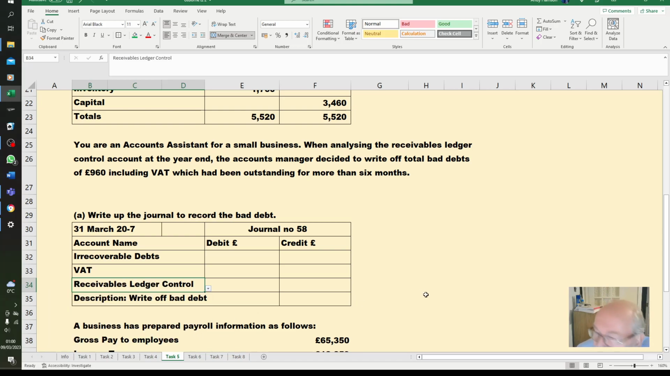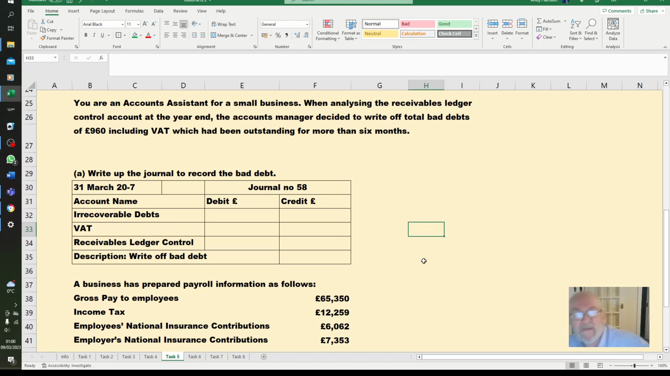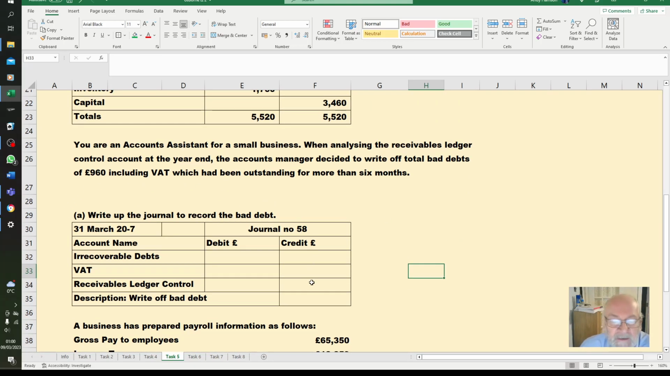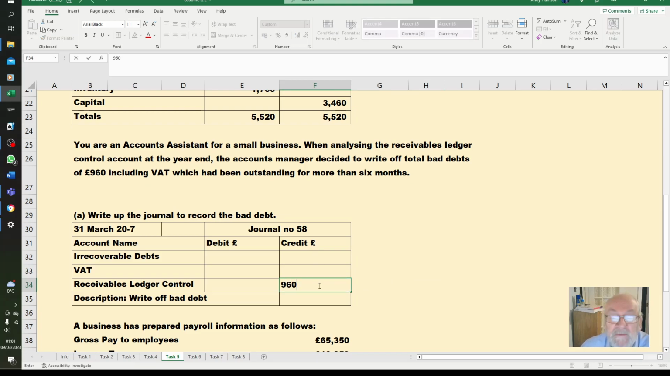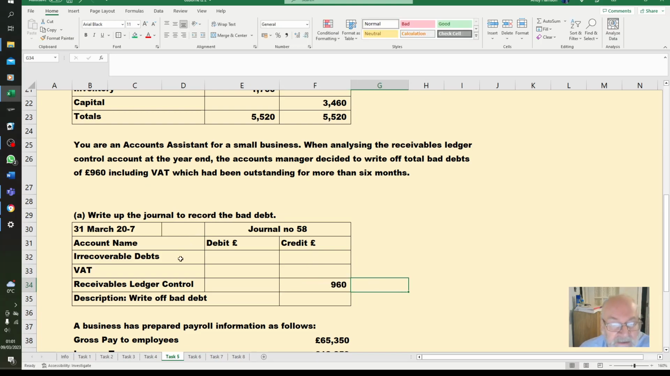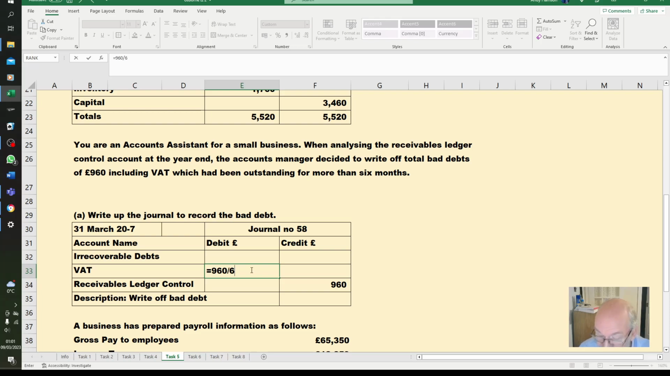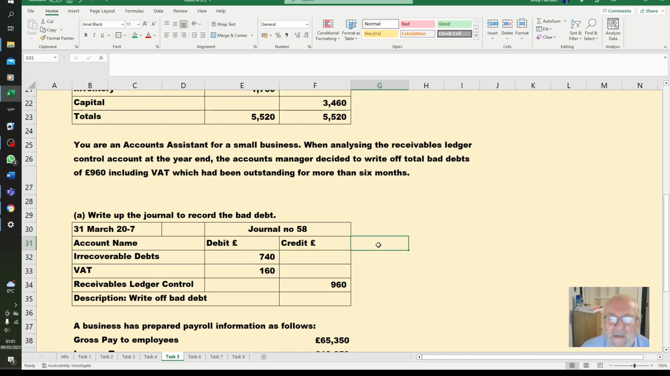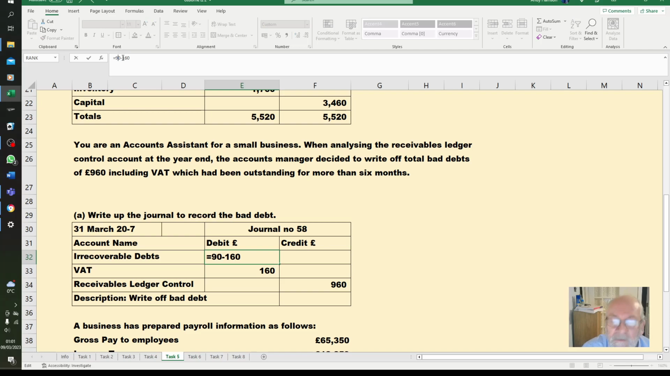Notice you've got the option there to click on receivables ledger. Very easy mistake to make. £960 including VAT. We're reducing the amount that our customers owe us, and these are our expenses. So the VAT, divided by 6 of course, 160, and 800. That's not right, I've done a typo. 960 minus 160. And of course, debiting 960, crediting 960, and we're writing off a bad debt, the narrative or description.